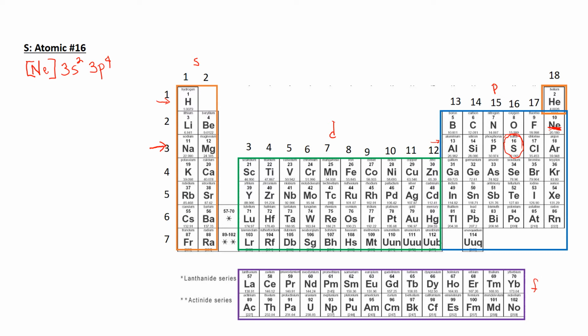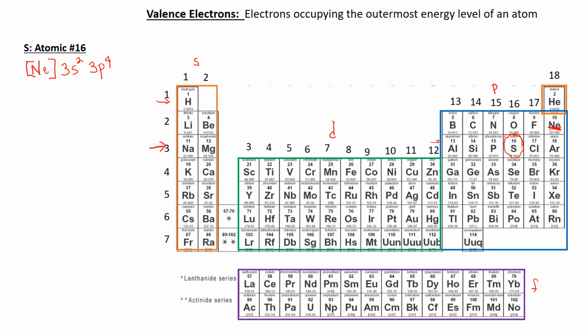Now, in terms of valence electrons, remember that valence electrons are those occupying the outermost energy level of that atom. Well, in this case, that is the third energy level. And I have more than one valence electron this time. For sulfur, I have valence electrons both in that S and that P sublevel. So my valence electrons, that's actually 2 plus 4, or 6. Okay, so it's that combination of whatever's in the S and in the P.